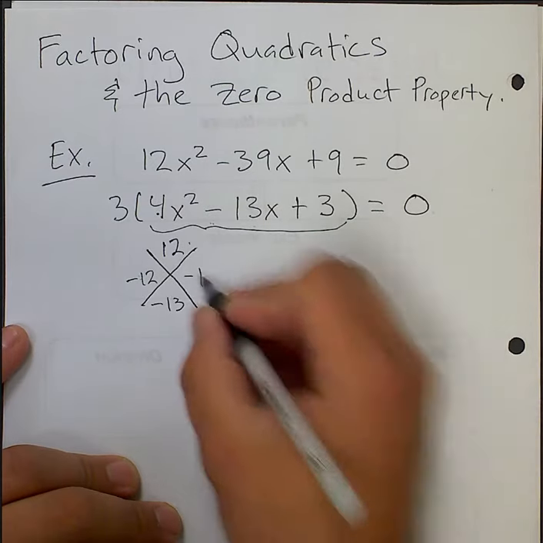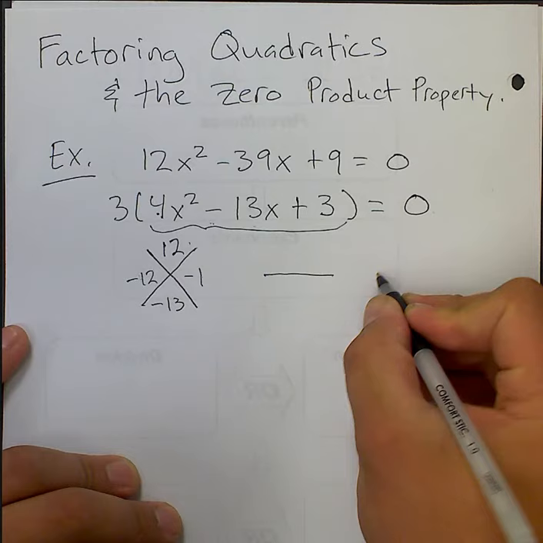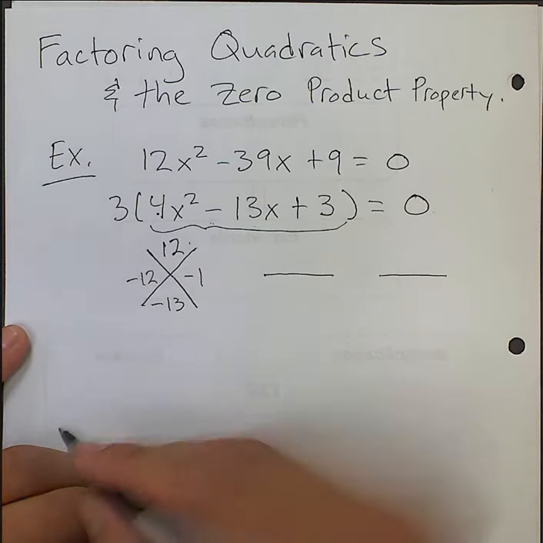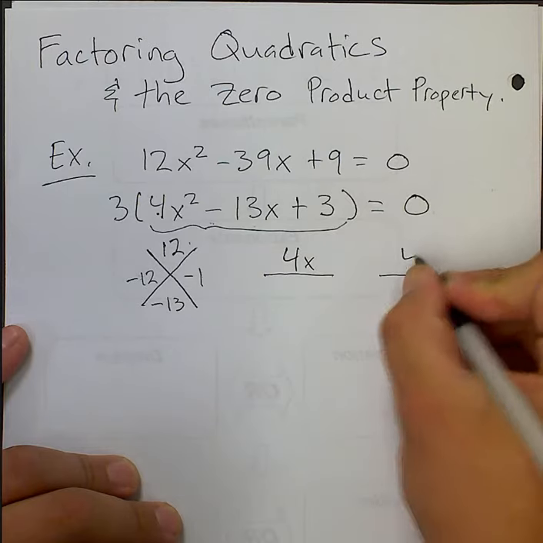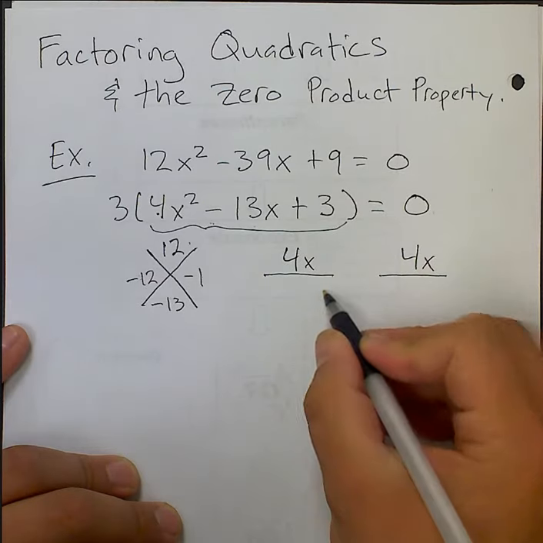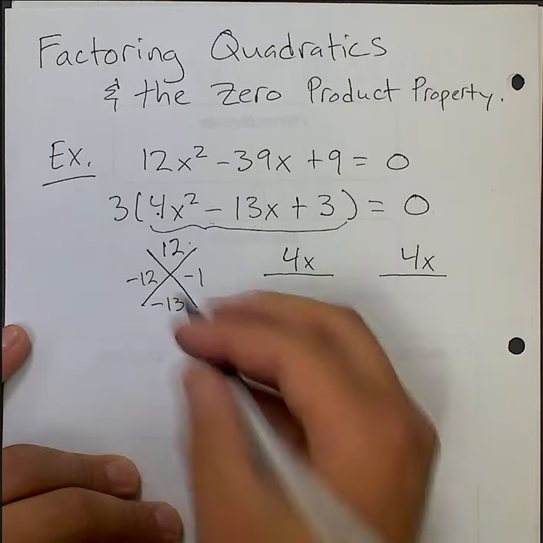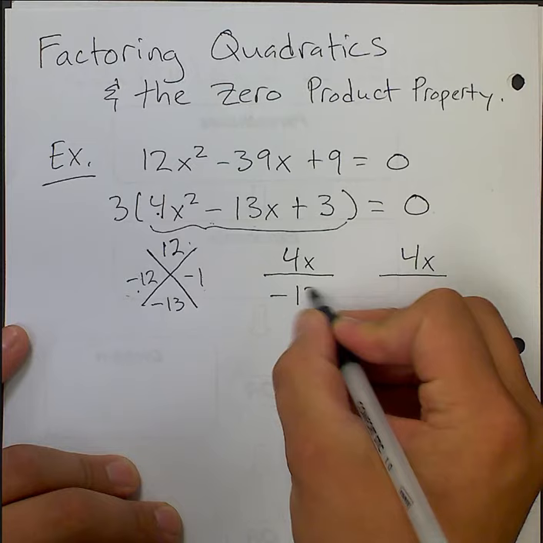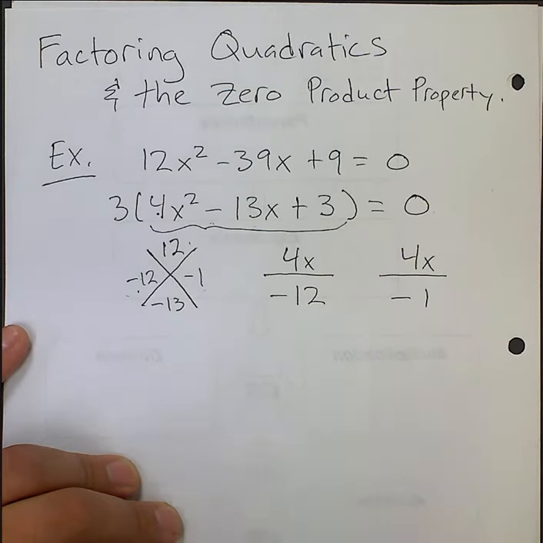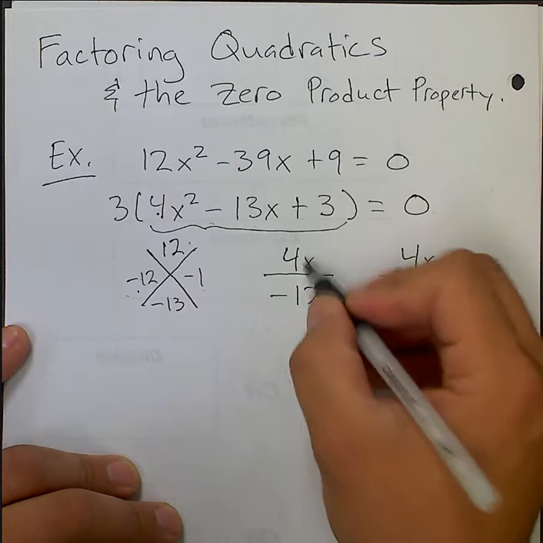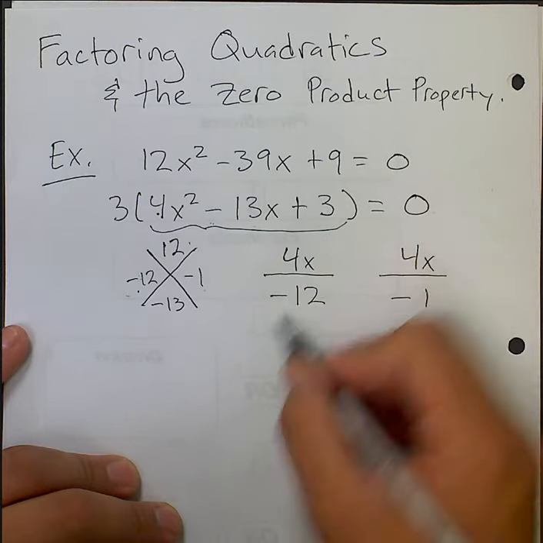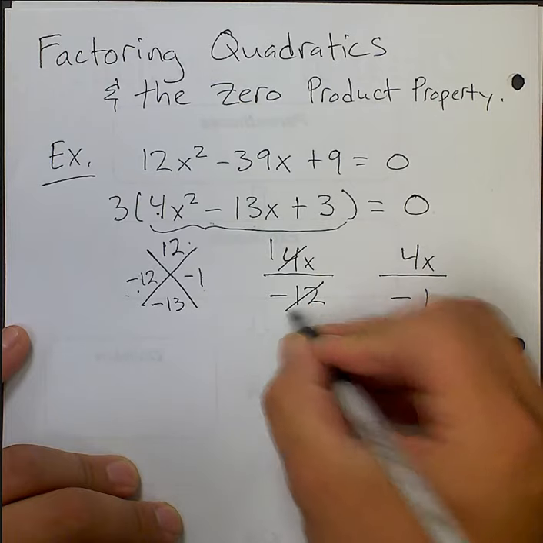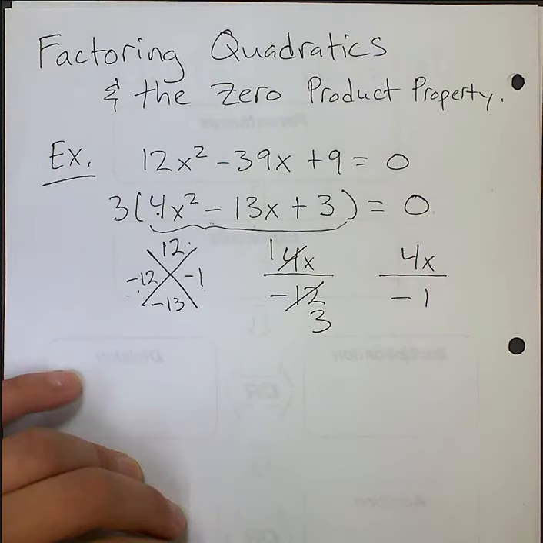So that works. Next, make two little fraction bars and look at the first term, 4x squared. Take away the square and put just 4x on the top of both fractions. Then place the sides of your diamond on the bottom, negative 12 and negative 1. Think of this like a fraction. Reduce the fraction 4 over negative 12: 4 goes into 4 one time, and 4 goes into negative 12 negative 3 times.